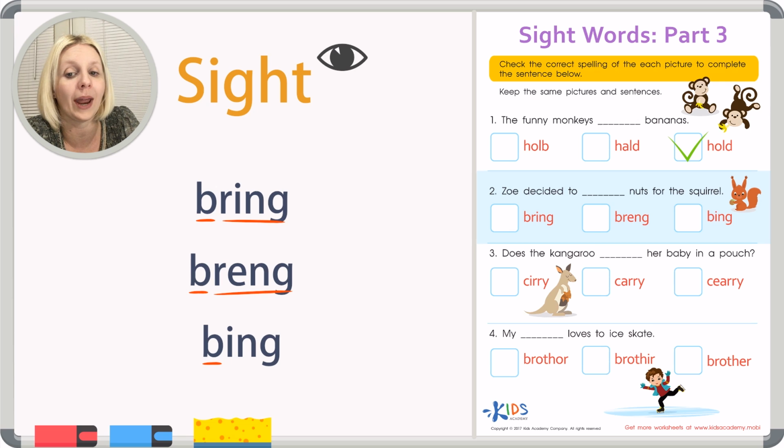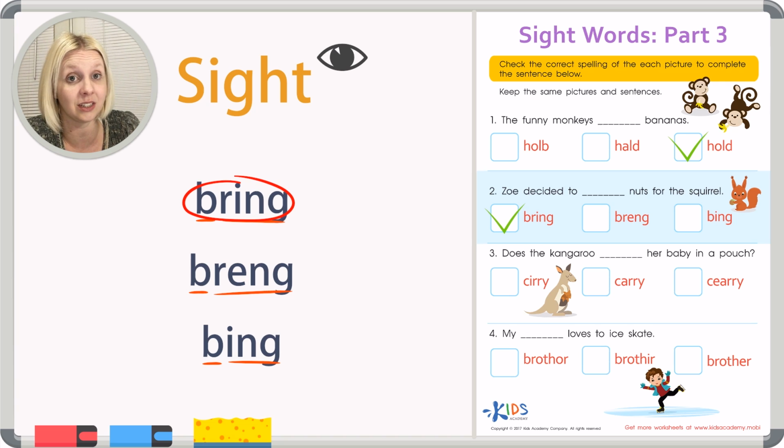This makes a R-ang sound, and this one makes an ing sound. So which one sounds like bring? Bring, brang, or bing? This one right here, right? This is the correct spelling, and it even sounds correct. So on this one, this is the correct answer here.